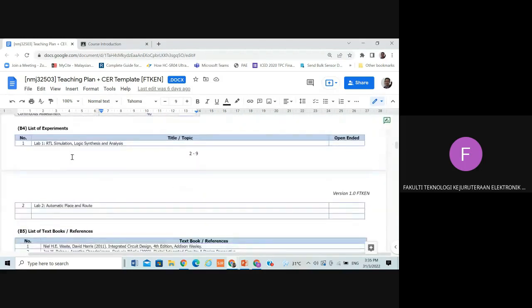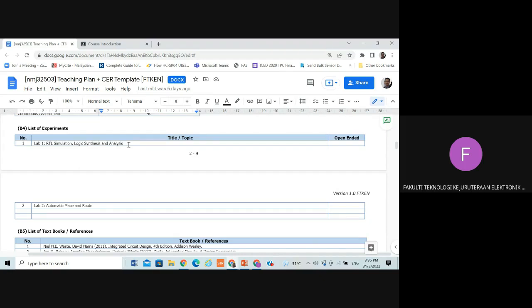So we have 2 labs only. Lab number 1 is RTL simulation, logic synthesis and analysis. So you will be given a task. Normally students are in a group of 2 or 3, or maybe a group of 4. I will decide later. Within the group, the students will do the lab. Each group will have different tasks.